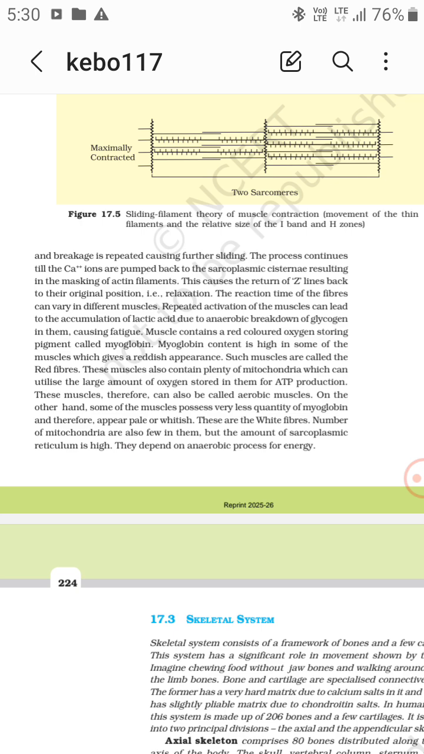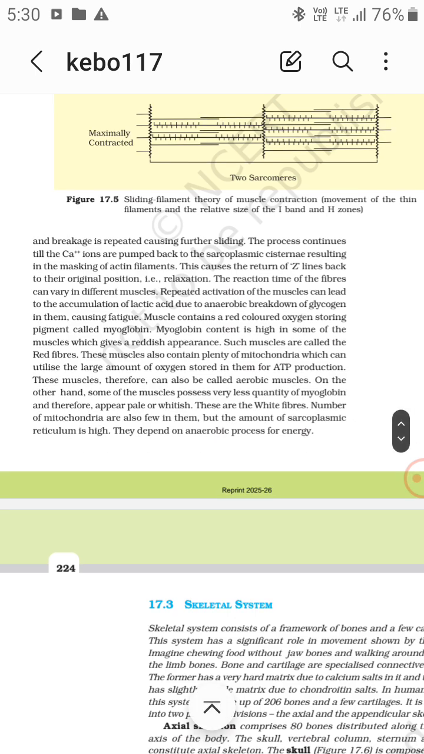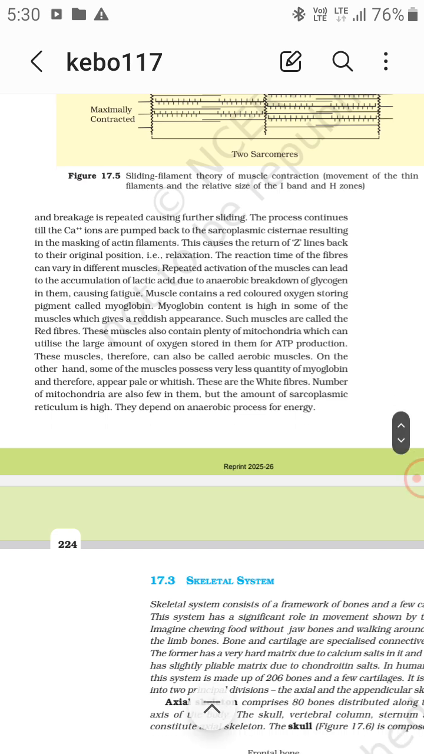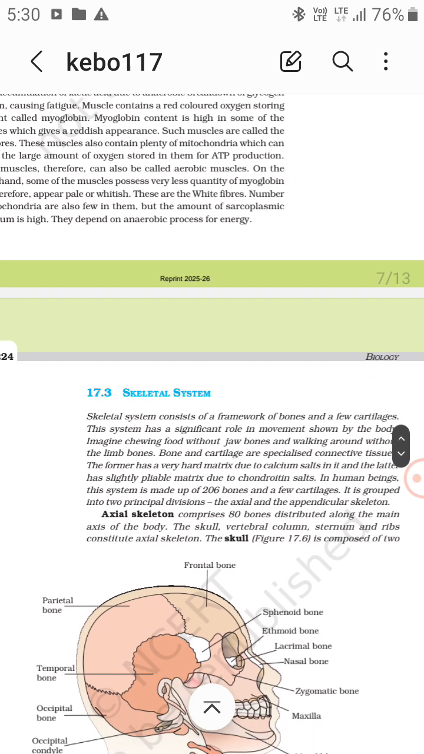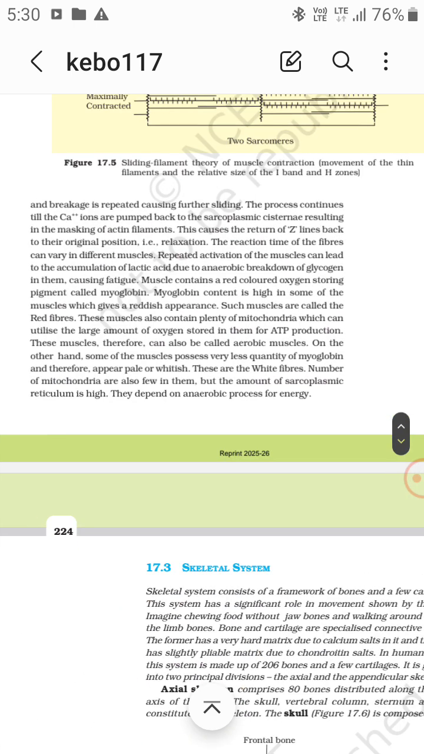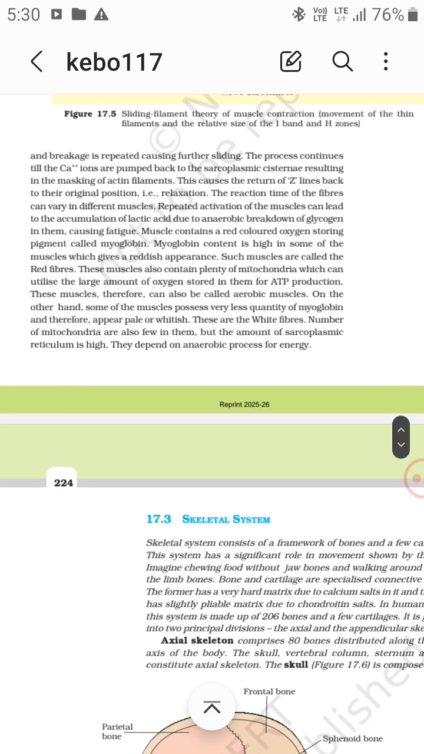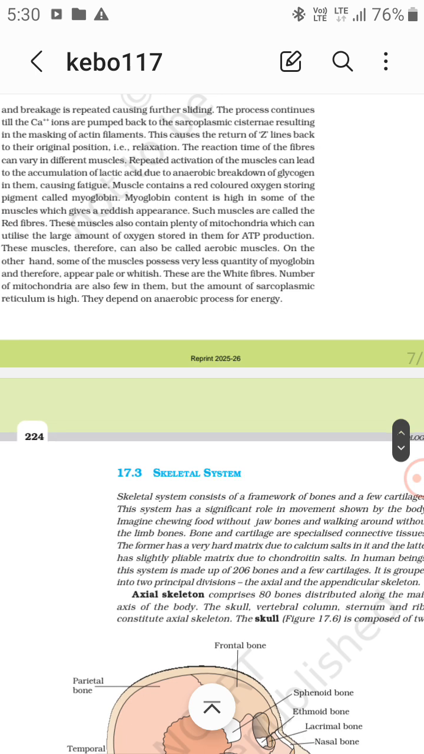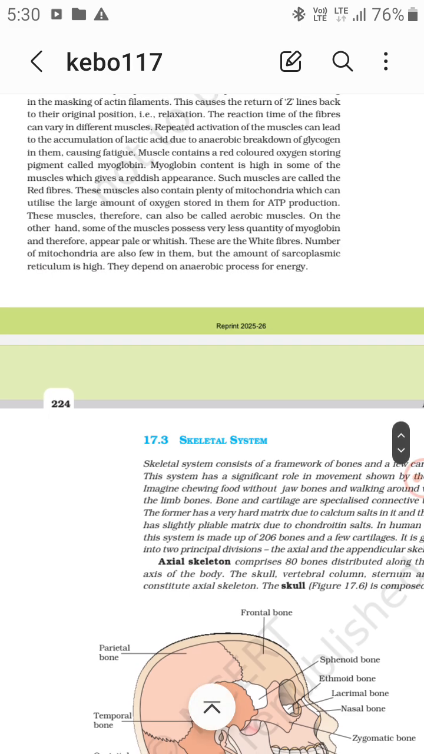Repeated activation of the muscles can lead to fatigue. Now muscle contains a red colored pigment, myoglobin. So there are red muscle fibers and white muscle fibers. Red muscle fibers are aerobic muscles, and anaerobic muscles are the white muscle fibers.